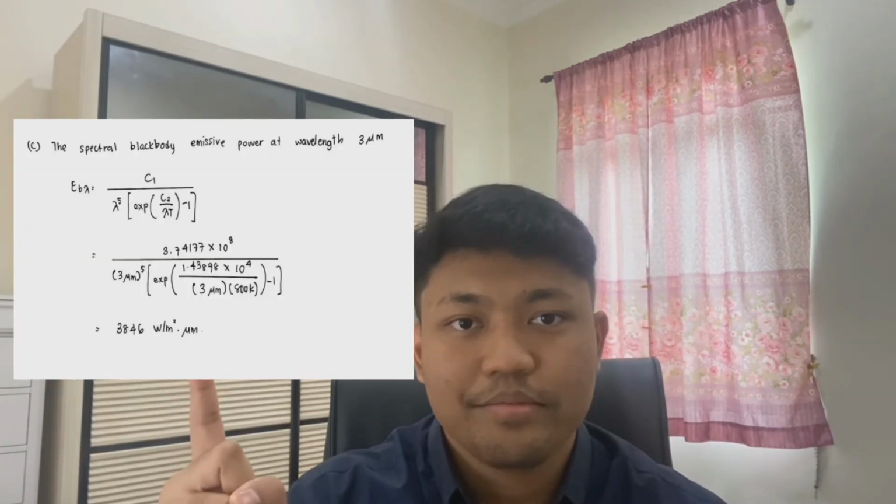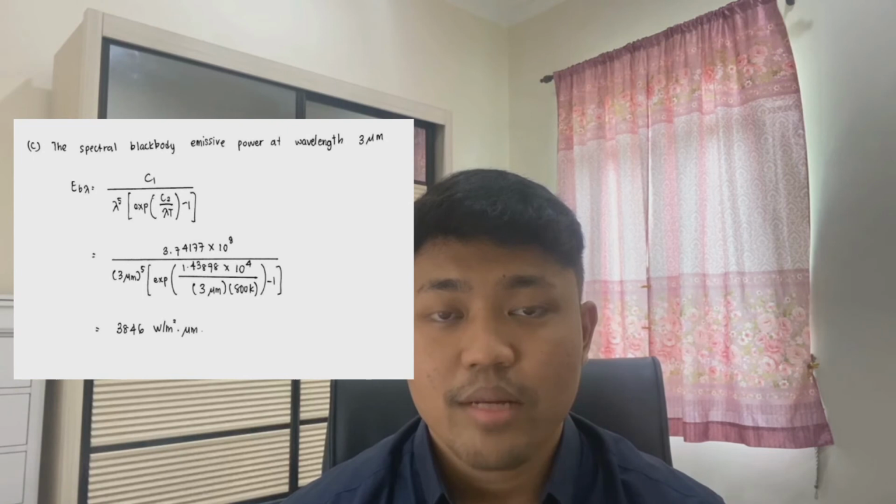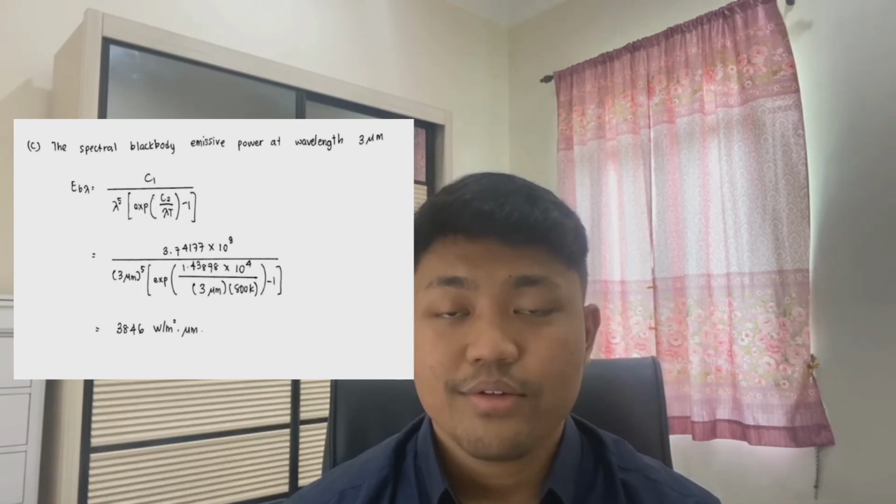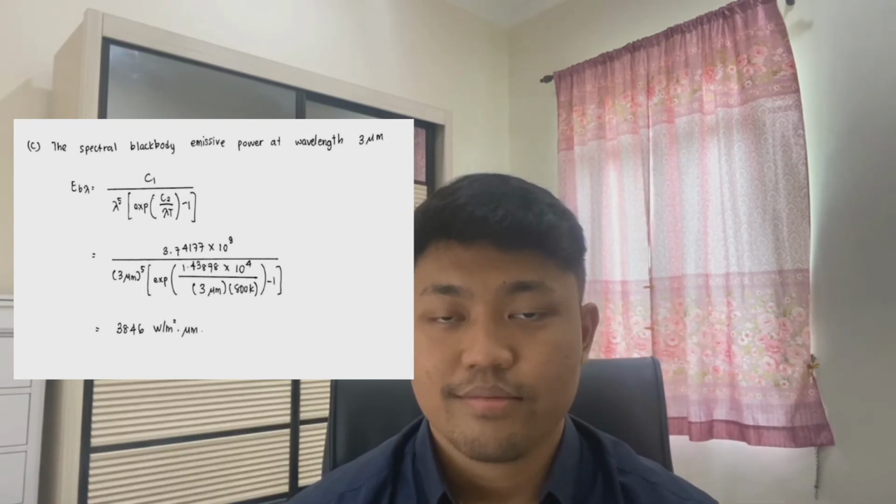For the final question, 1C, the question asks us to find the spectral blackbody emissive power at a wavelength of 3 micrometer. By using this formula, we will get the spectral blackbody emissive power of around 3846. I think that's all for question number 1, so we will move on to question number 2.